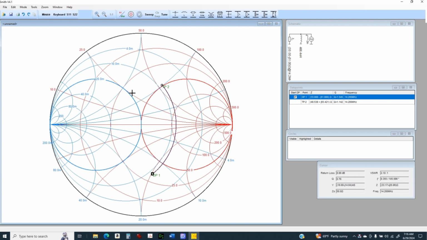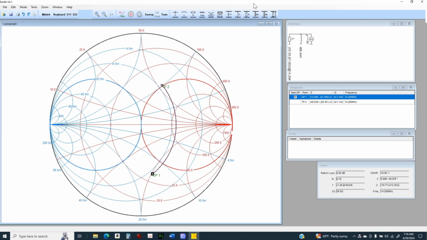This blue circle is the unity conductance circle. Any point along that circle will have the same conductance. And conductance, of course, as we saw earlier, is the opposite of resistance. The second component that we added earlier was a series capacitor. A series capacitor will rotate us counterclockwise on this constant resistance circle, or on this unity resistance circle, right back down to the prime center.